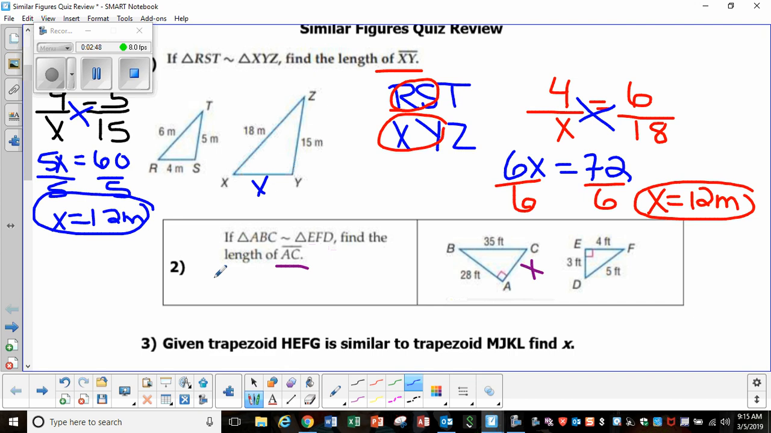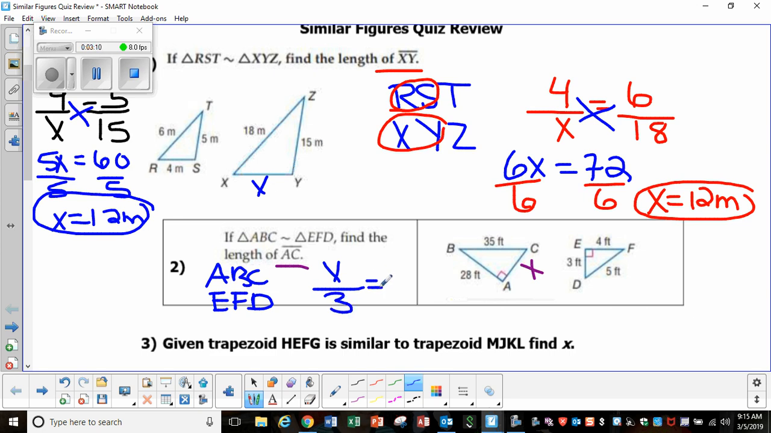Again, I like to stack my letters to help me identify corresponding sides. So I'm going to stack ABC with EFD. So I'm trying to find AC, so I'm going to start with that. AC, which is first and last, is going to be the same as ED, first and last. So X corresponds to 3.